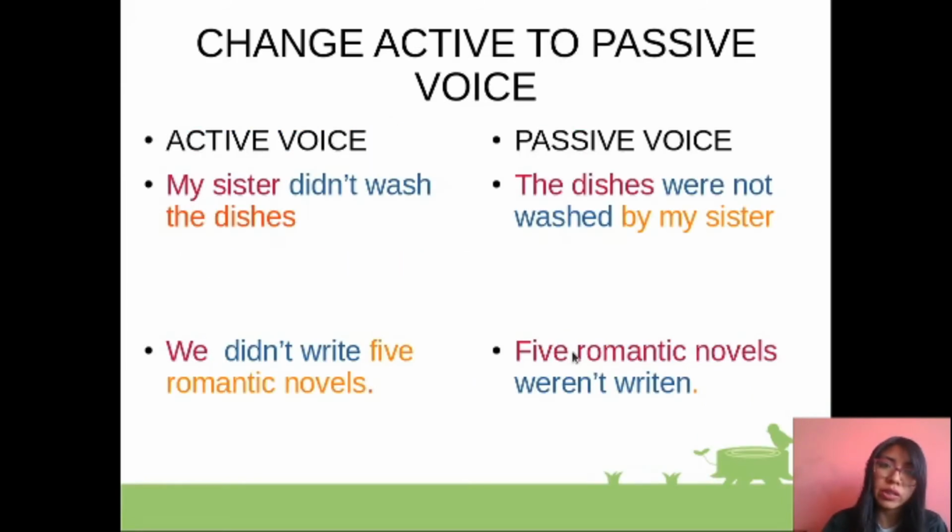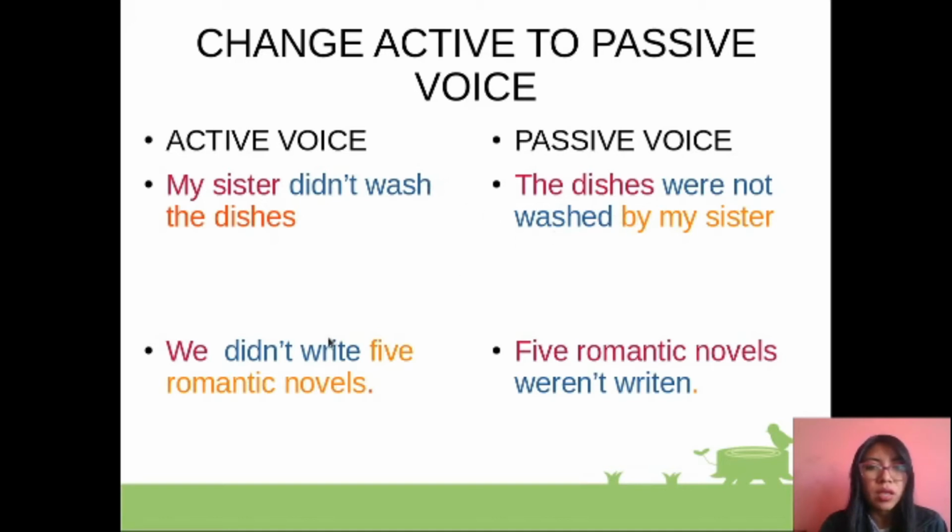Okay, we are going to see some examples. Pay attention there. That is the same. We have the active voice and we have the passive voice. My sister didn't wash the dishes. Pay attention. Here I am using didn't because that is the structure of the past simple. Okay? But it doesn't matter. The dishes were not washed by my sister. In this case, wash is a regular verb, so we have to add ed to the verb.